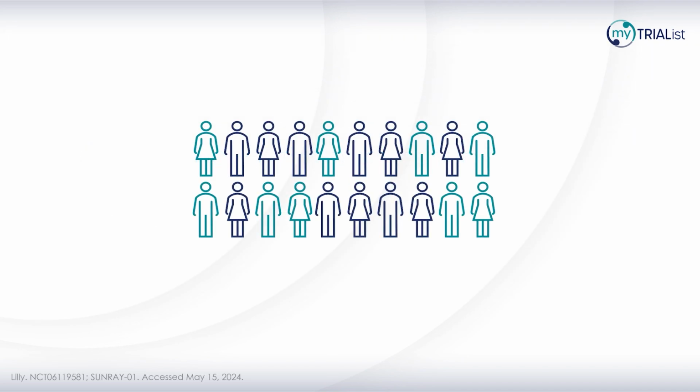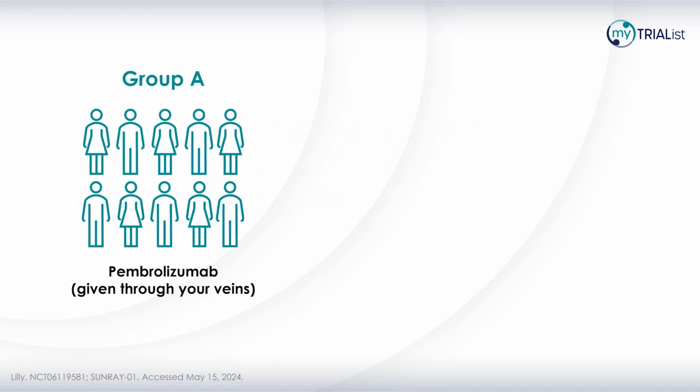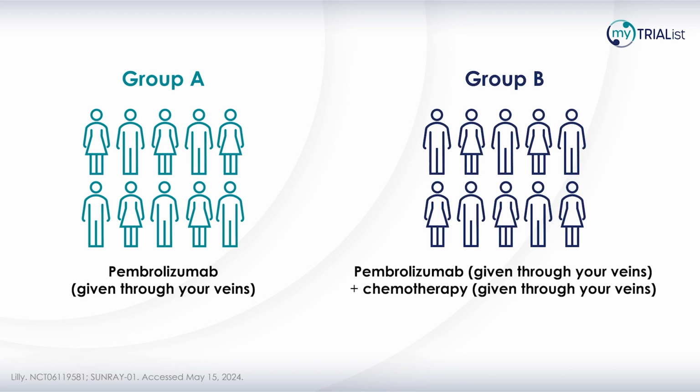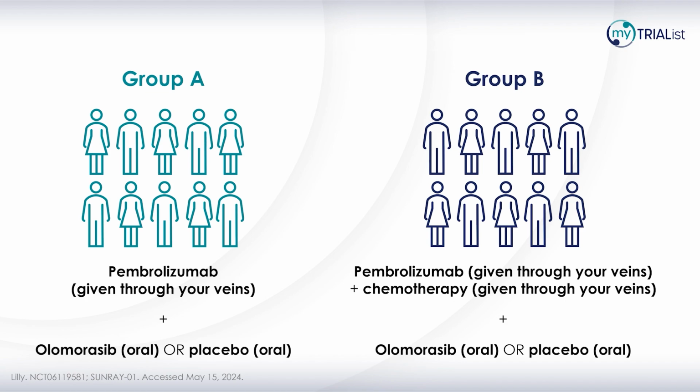How is this study set up? The study doctor will select which group the patient qualifies for based on the patient and tumor characteristics. You will receive standard of care medications, either pembrolizumab, an immunotherapy drug, or pembrolizumab, pemetrexed, and platinum chemotherapy. These medicines are given to you through a tube that goes into your veins. In addition, you will be randomly assigned to a treatment taken as capsules by mouth. These capsules will be either olmorasib or placebo. Neither you nor the study doctor will know if you are receiving olmorasib or placebo.